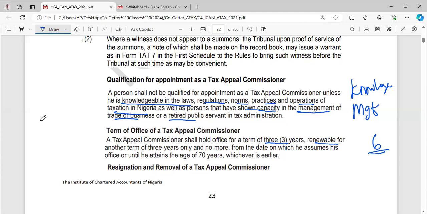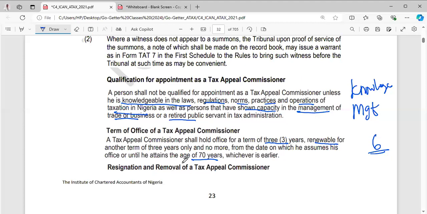Now, once you attain the age of 70, you are no longer qualified to be a tax appeal commissioner. So it ends before you get to the age of 70. So if you are appointed as a tax appeal commissioner, maybe you are 68 years then, and by your second year, you are 70 years. You won't wait for the 3 years to complete, you will resign. So whichever comes first, 70 years or your term of service.